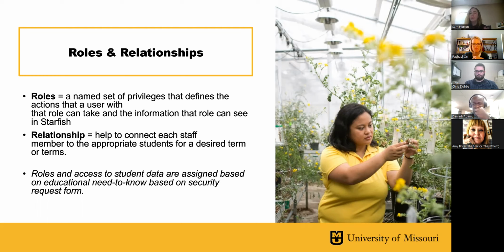And so before we begin, we wanted to highlight the impact of the various roles and relationships you have in the system and how they can impact the students and information that you see. So roles are the named set of privileges that determines what actions and information can be seen when interacting with the system. And then on the other hand, the relationships are the connections to various groups of students based on a given role.